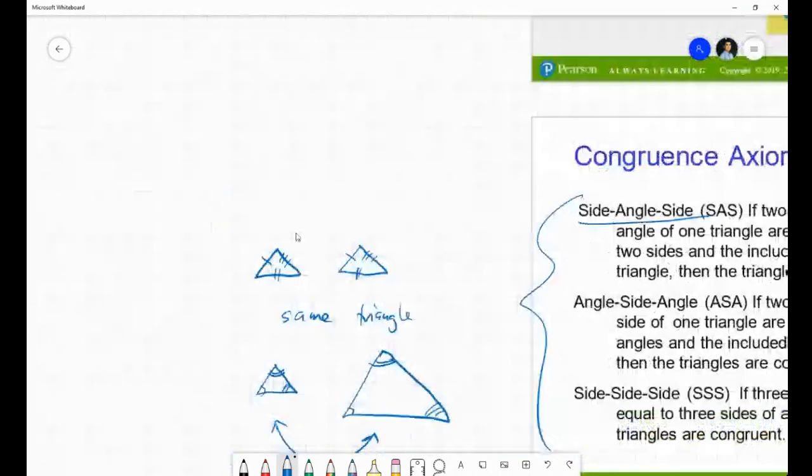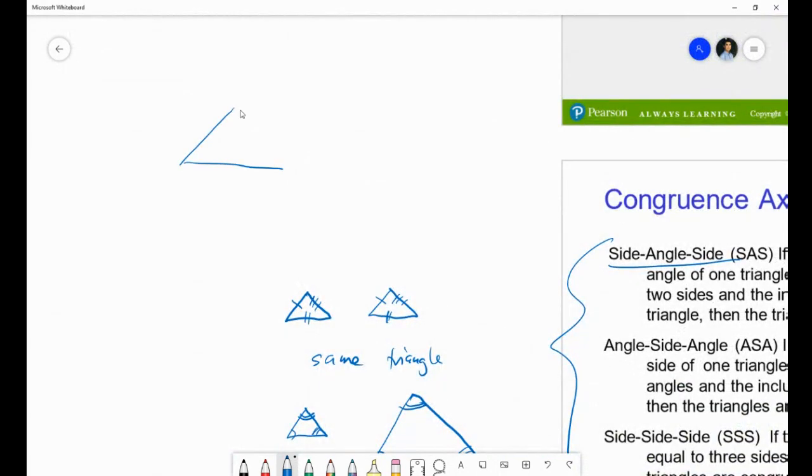Here, if I have triangles that have the same side, angle, and side, this side is the same as this side, this angle is the same as this angle, and this side is the same as this side. The reason we have to have the same triangle is the following. Since we have two sides already, this length right here and this angle can be whatever it needs to be in order to create a triangle.